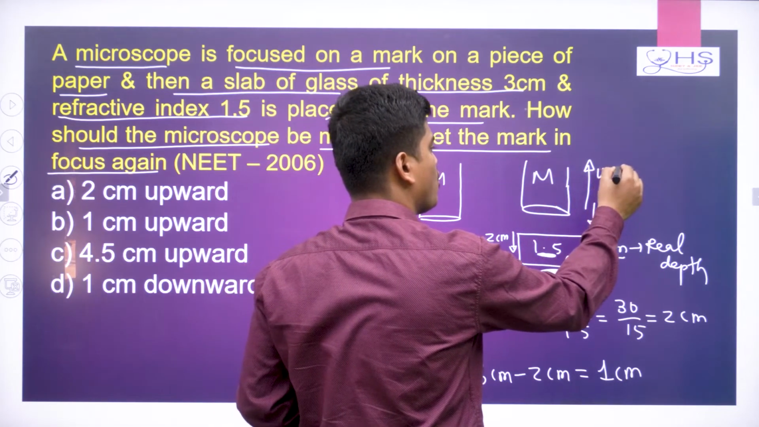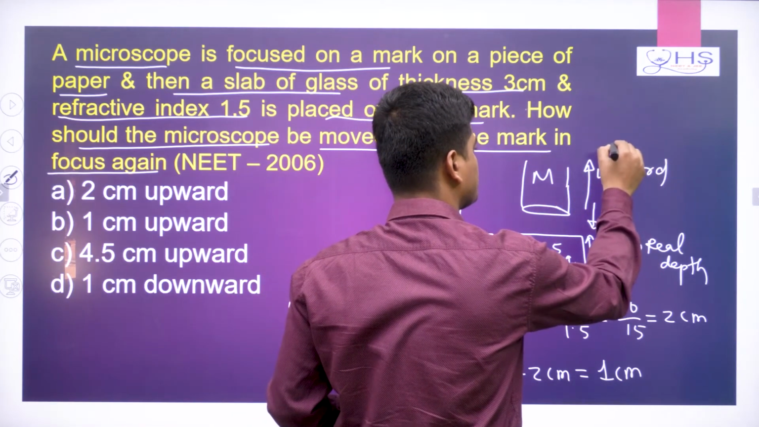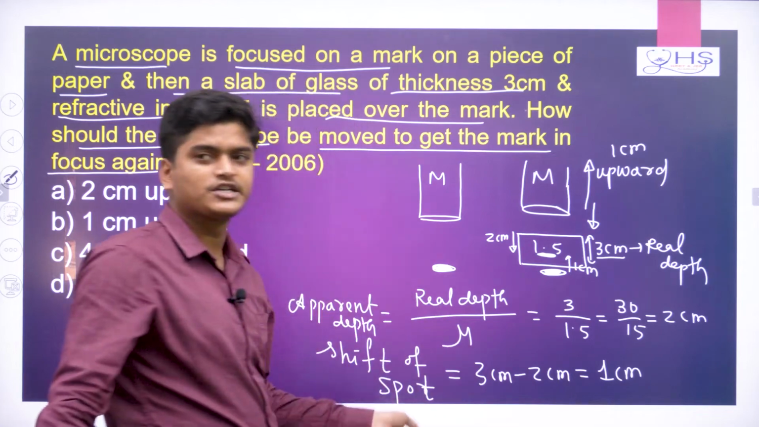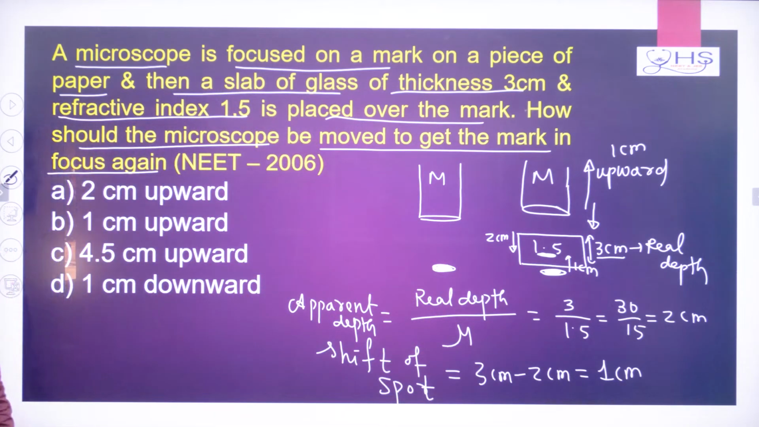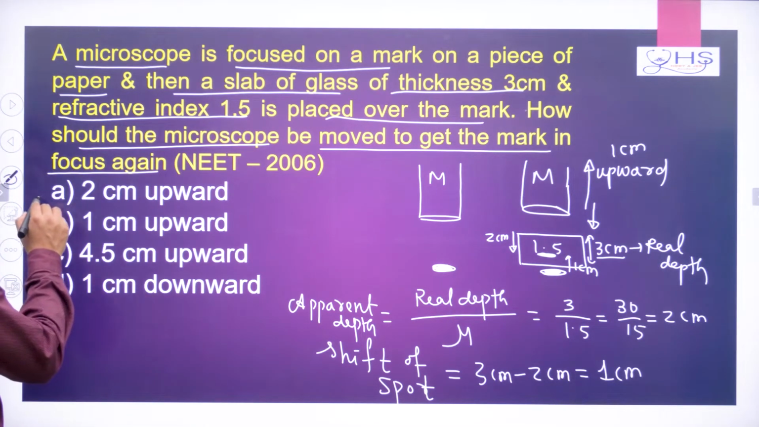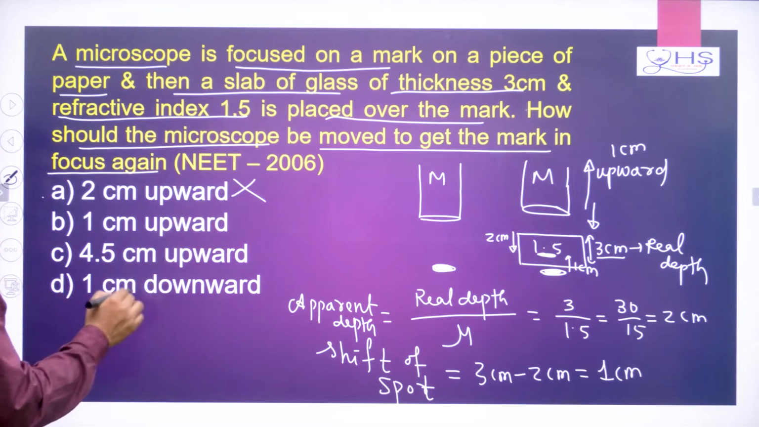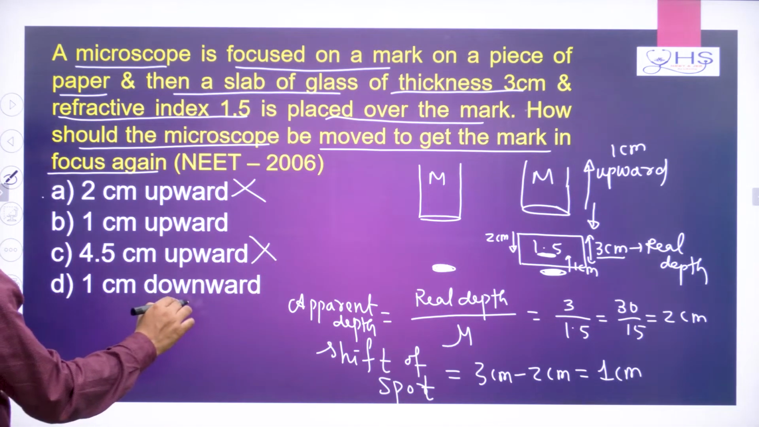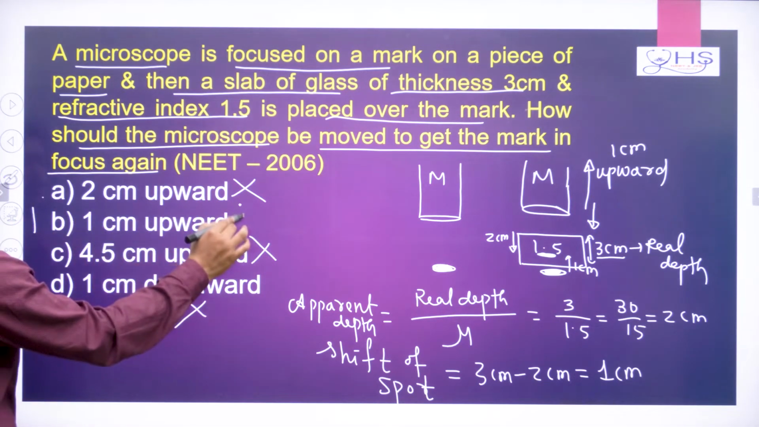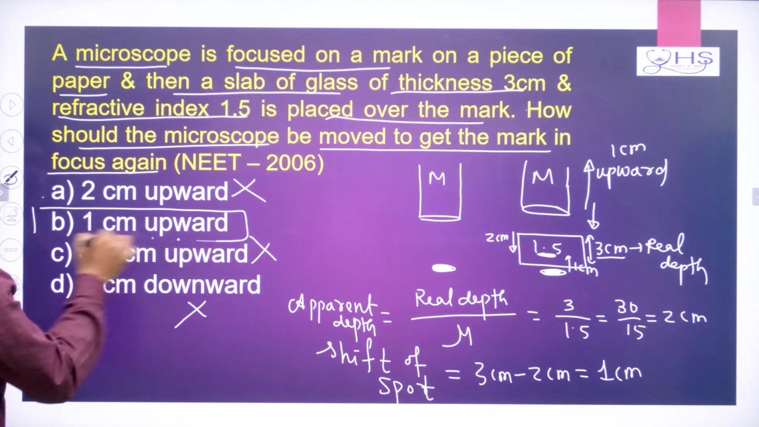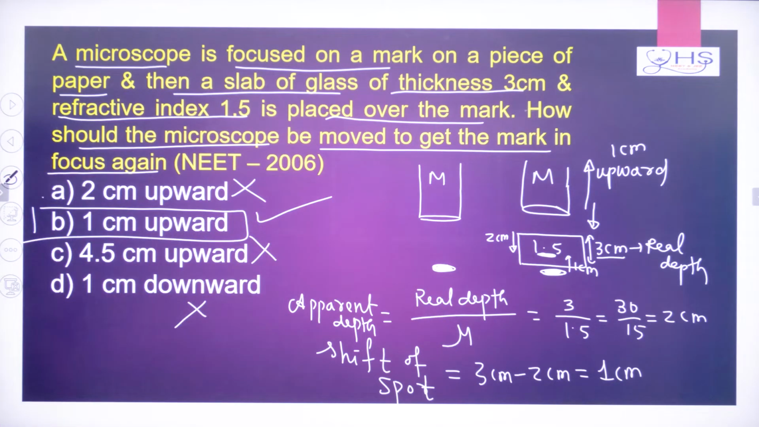also moves upward. How much? 1 centimeter, because shifting is 1 centimeter. So microscope moves upward 1 centimeter. So here, 2 centimeter upward is not correct, 4 centimeter is not correct, 1 centimeter downward is not correct. So 1 centimeter upward will be the correct answer. Okay, so this is the idea.